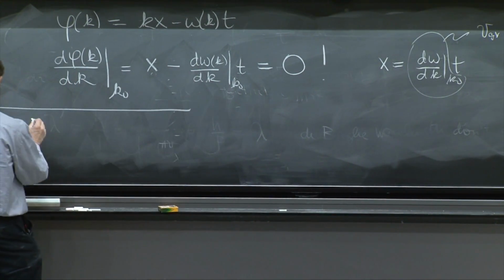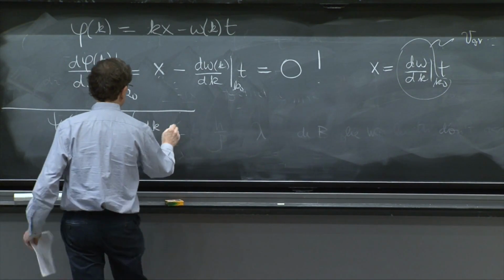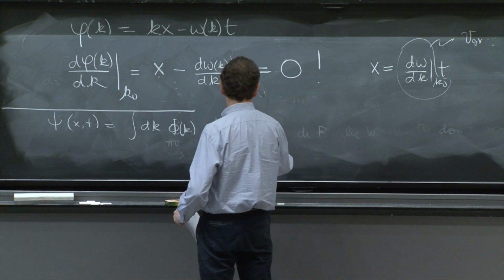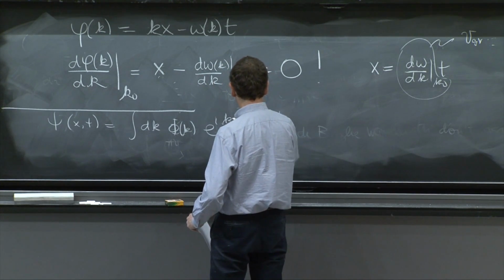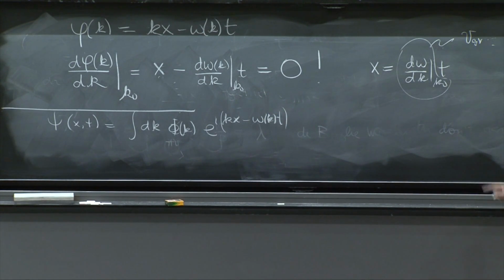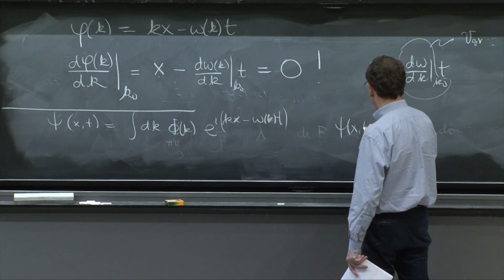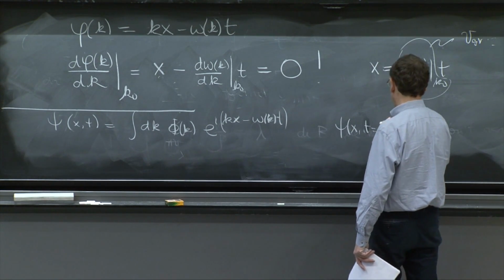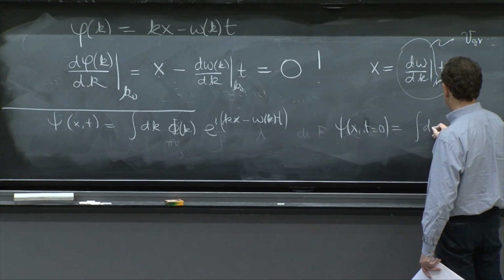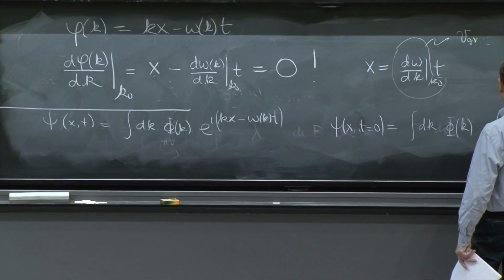So here it is. We have psi of x and t. It's the integral dk phi of k e to the i (kx minus omega of k t). Okay, it's useful for us to look at this wave at time equals 0 so that we later compare it with the result of the integral. So psi at time equals 0 is just the integral dk phi of k e to the i kx.